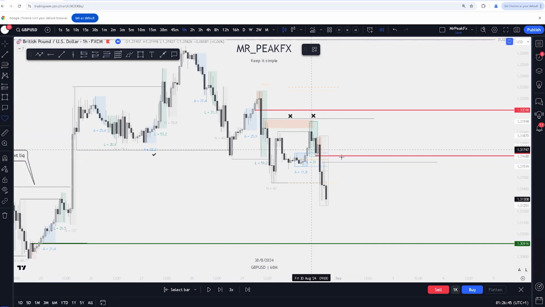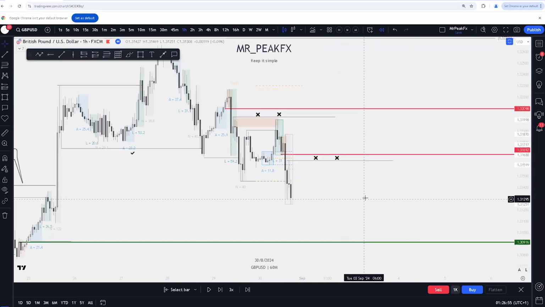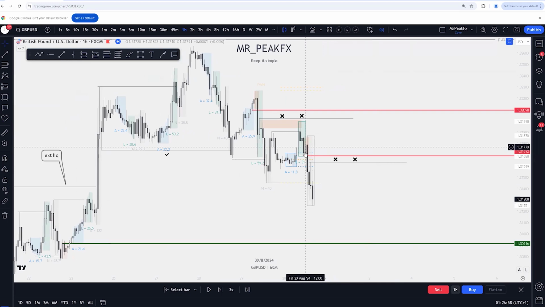So that was liquidity right there. I was waiting for price to come and induce. Waiting patiently, you have to be very patient with the chart. So I had here as an area of interest to sell.